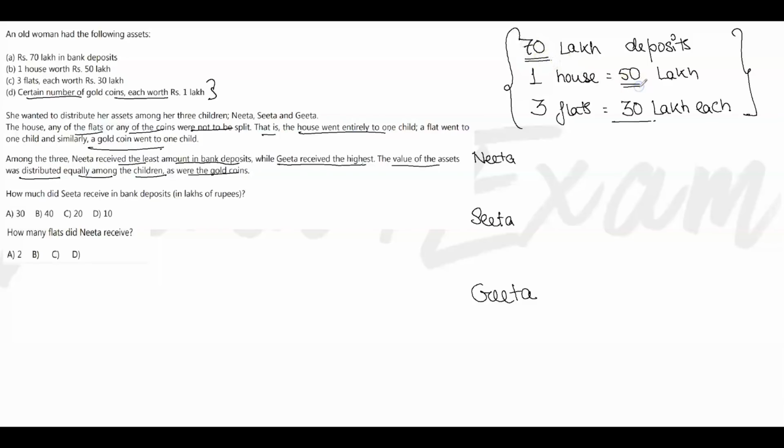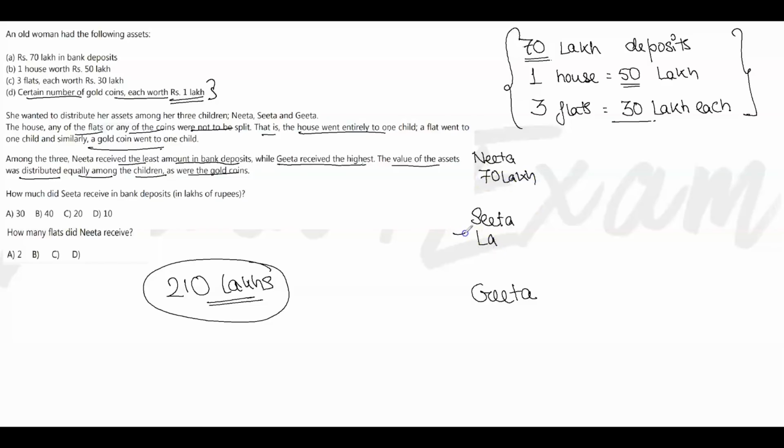70 lakhs here, 50 lakhs here. So 1.2 crore, plus 3 into 30, that is 90 lakhs. So a total of 210 lakhs was the amount of assets that the old woman had, apart from the gold coins. So these 210 lakhs need to be divided among her three children, Nita, Sita, and Geeta. So each of them would be receiving 70 lakh. This is the first thing that you people need to understand for this question.